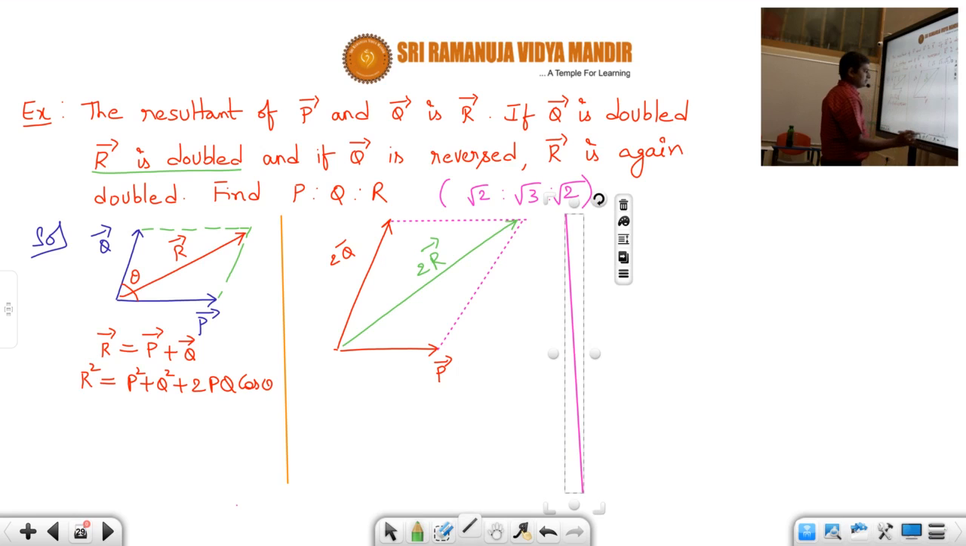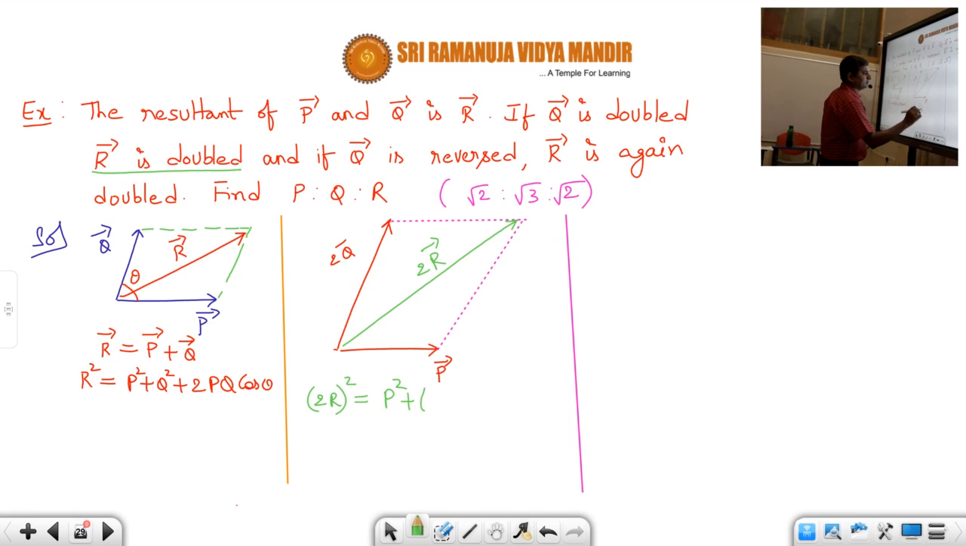Here, the resultant is doubled, students. So therefore we can write directly the magnitude of this resultant: (2R) whole square is equal to P square plus (2Q) whole square plus 2 times P times 2Q cos theta, because the angle is not changed, they did not mention. Sorry, here Q is also doubled, 2 times of Q into cos theta. I hope you should be careful here, 2Q. Okay, so this is equation number 1, this is equation number 2.